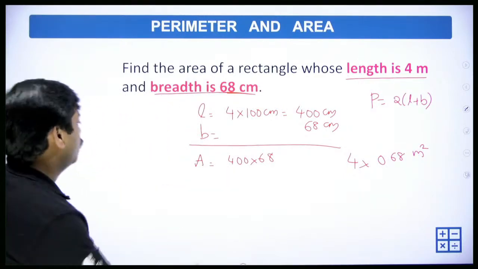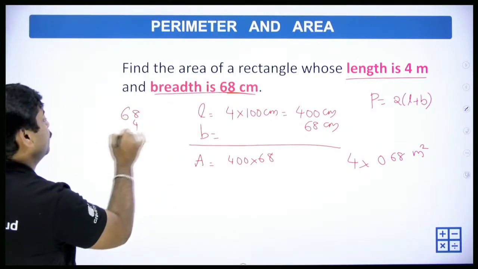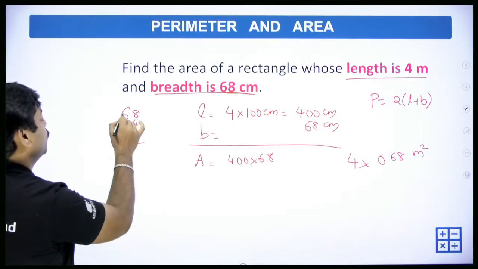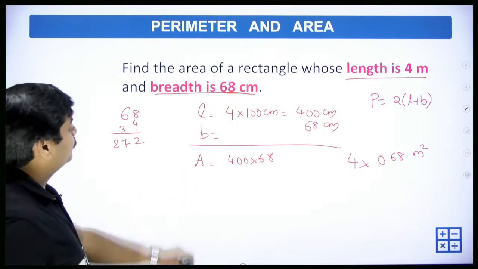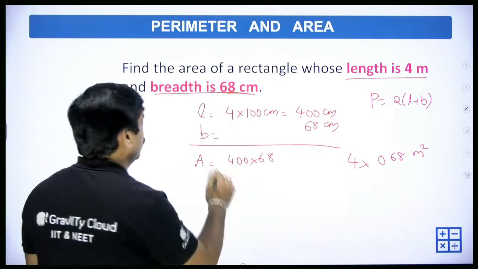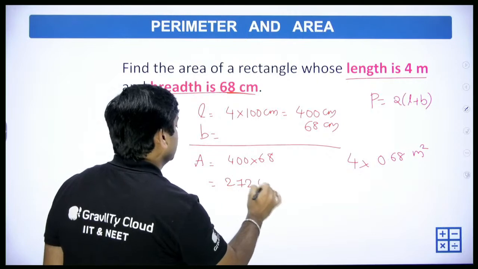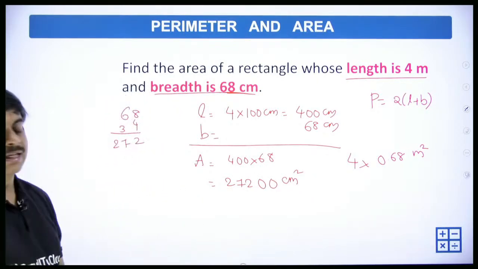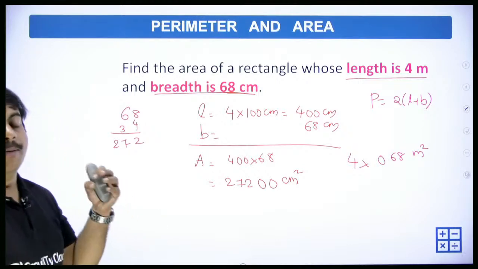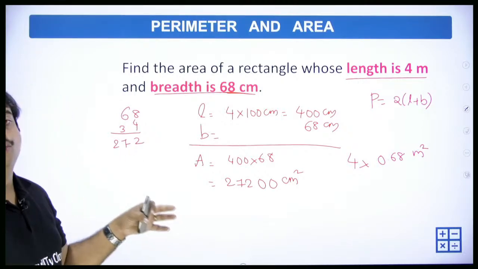Okay, so 68 fours, let me check that. 8 fours are 32, 6 fours are 24, 24 plus 3 is 27, so 272. So 68 into 4 is 272, and we have 2 zeros, so that becomes 27200 centimeter square. Or if you want to convert into meters, you need to do a little more. Let me tell you why.